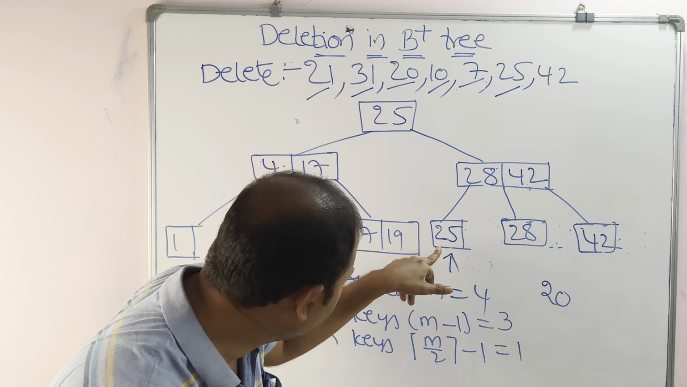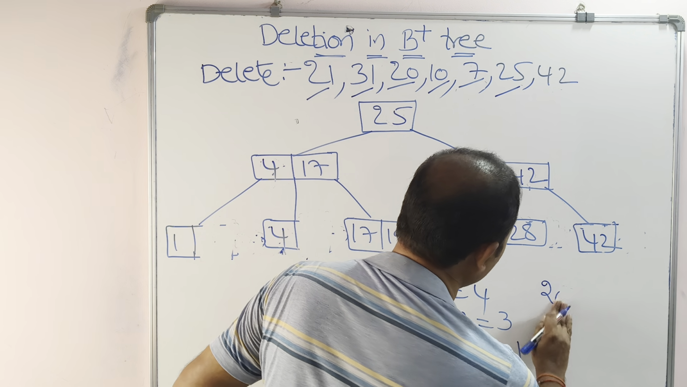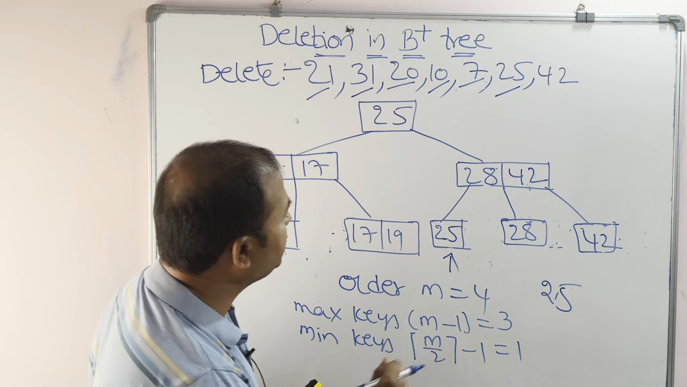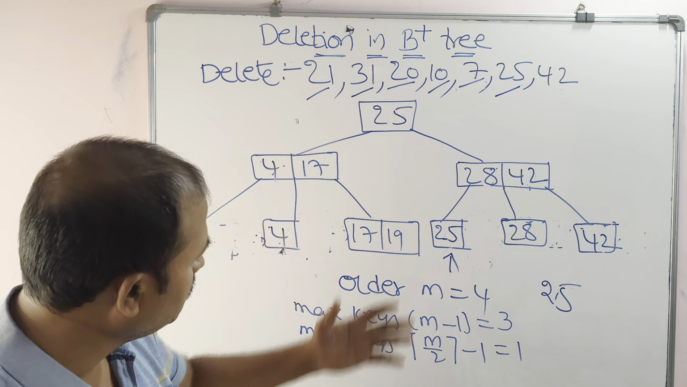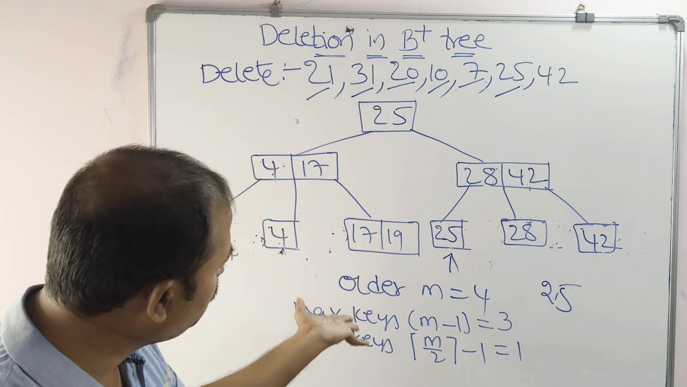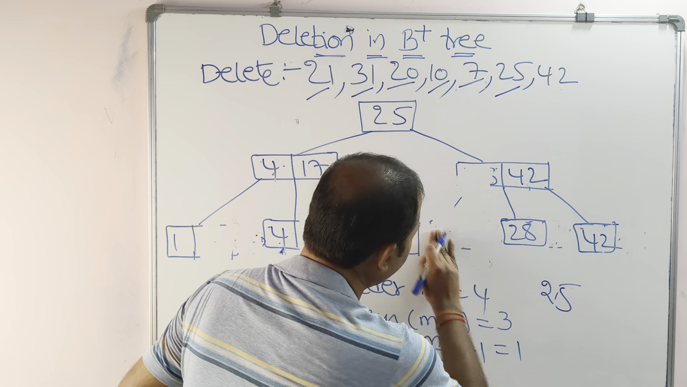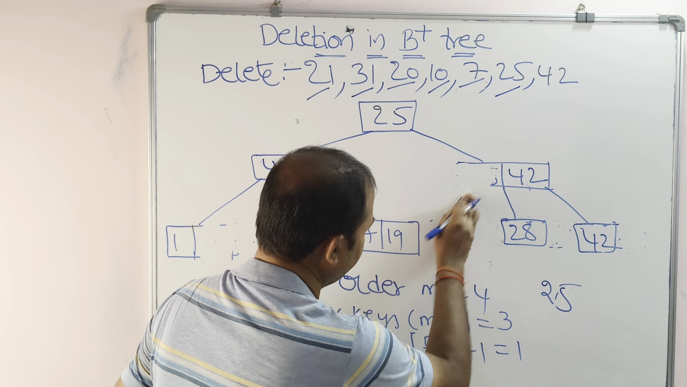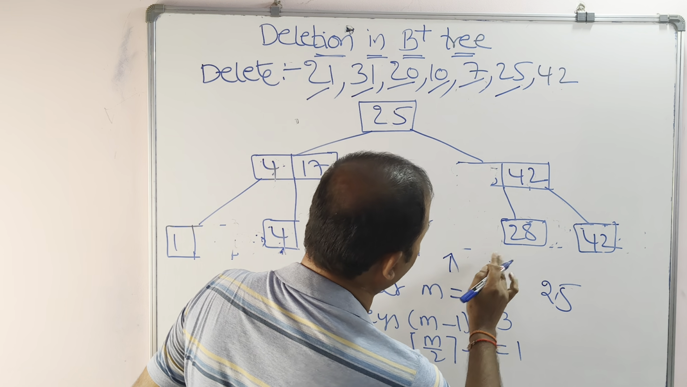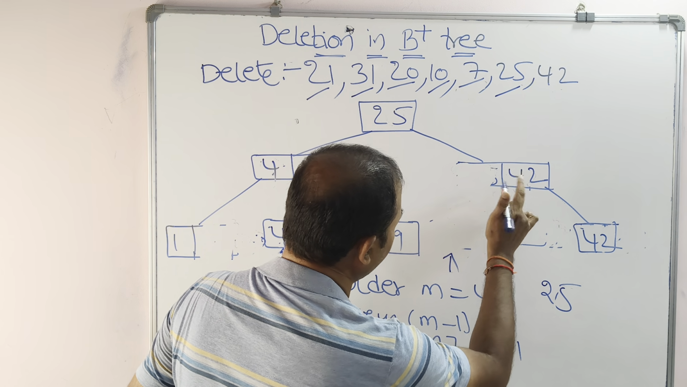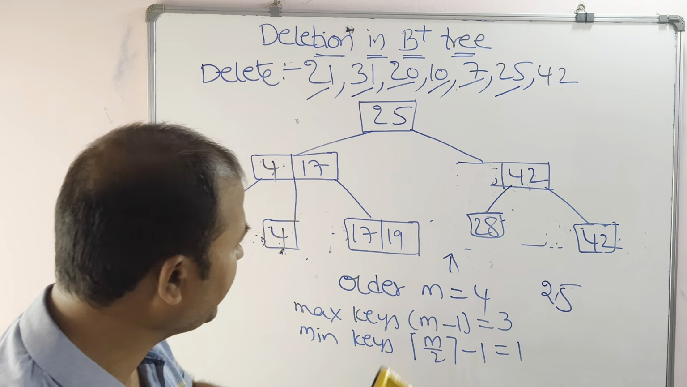So the 25 node will ask the parent. Which node are we removing now? 25. So 25 will ask the parent. So now 28 comes down. We have to merge 25 and 28. So after merging, let us remove 25. So now here we have only 42. So 42's left child is 28. So the key 25 is removed.